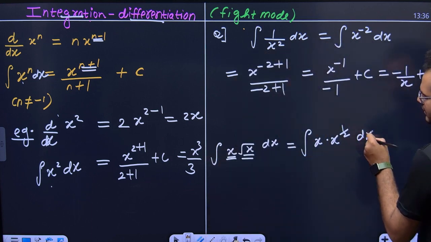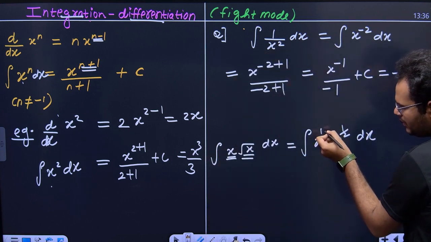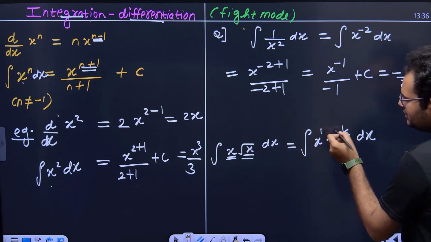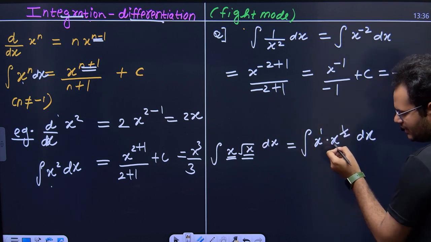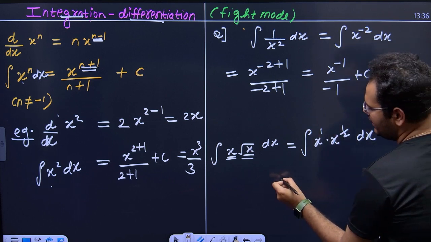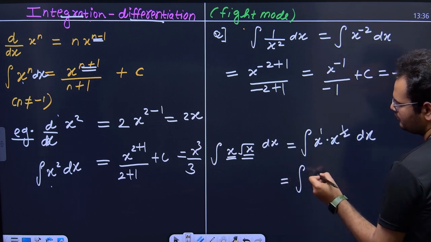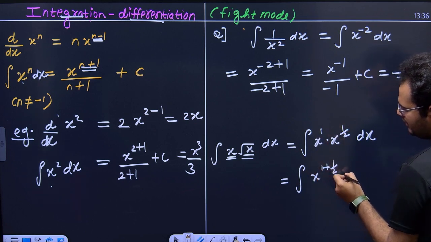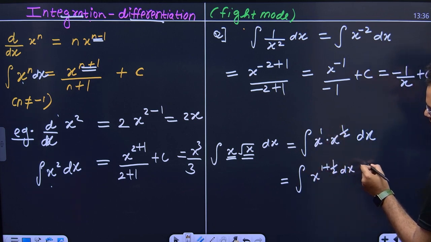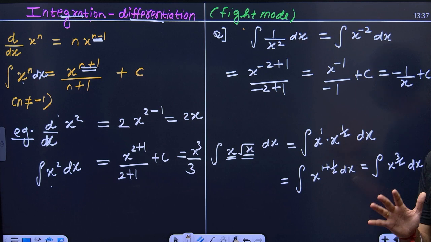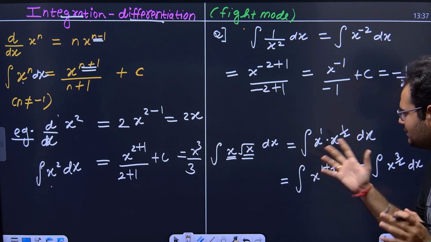And you know that when the quantities are in power and the x are in multiplication, the powers will be added. So I can perfectly write integration of x to the power 1 plus half dx. So this is nothing but integration of x to the power 3 by 2 dx. Fine. I have not integrated, I have just simplified the function.